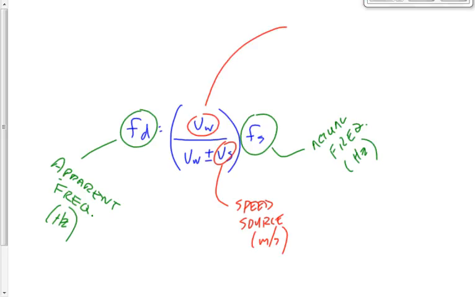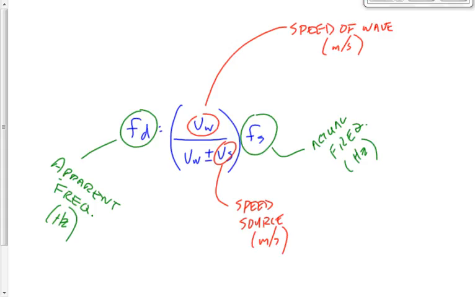VW is going to be the speed of the wave. Again, that's usually going to be the speed of sound, but you guys know that it could be speed of water, or it could be the speed of light, could be speed of whatever wave we happen to have. All right?